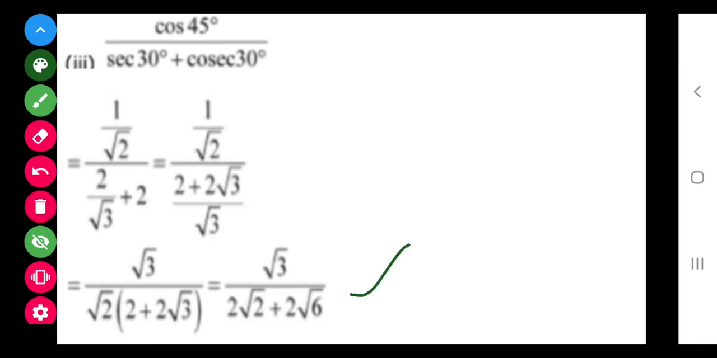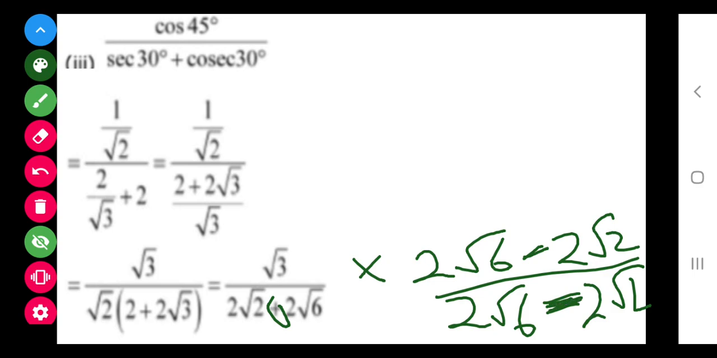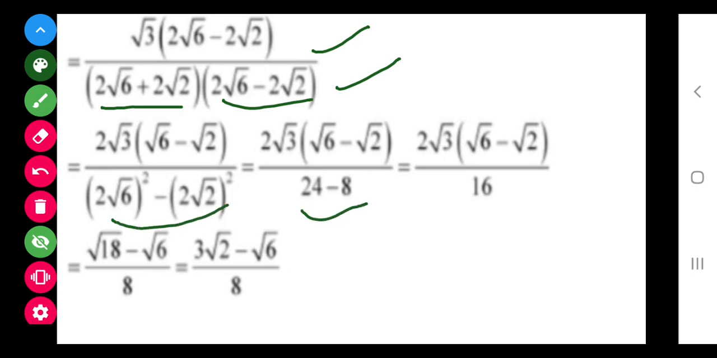This is the answer. But we cannot keep root 2 in the denominator, so we will rationalize it. Since 2 root 6 is greater, we take 2 root 6 minus 2 root 2 upon 2 root 6 minus 2 root 2. We will rationalize like this. Rationalize, it is plus, so we will take minus and minus. The same has been done on the next page. After rationalization, now a plus b, a minus b, on solving we will get 24 minus 8, that is 16.